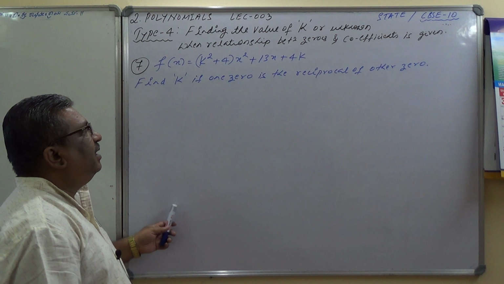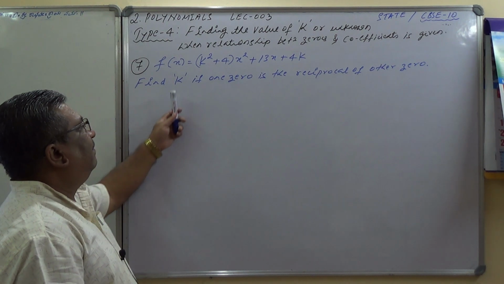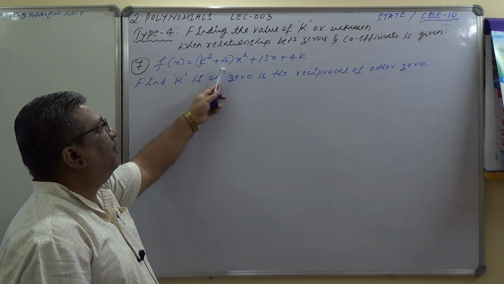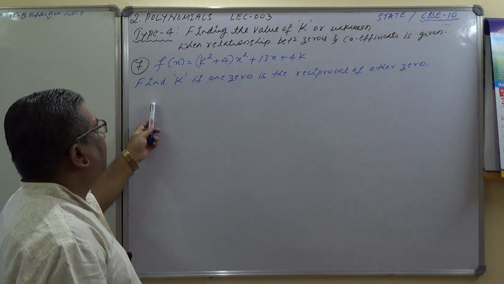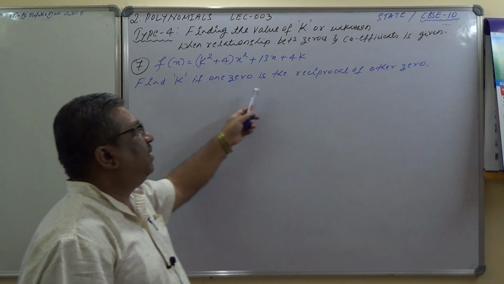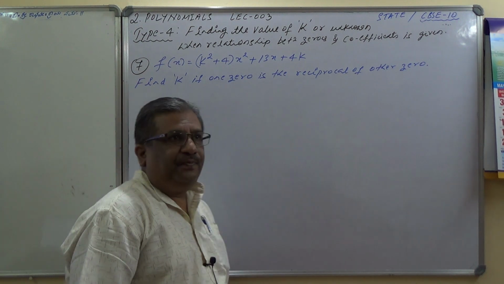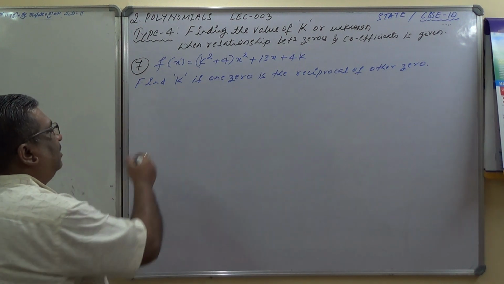Here I have a very interesting question once again. f(x) is given by (k square plus 4) times x square plus 13x plus 4k. Question is, find the value of k if one zero is the reciprocal of the other zero. So let alpha and beta be the zeros here. Solution.